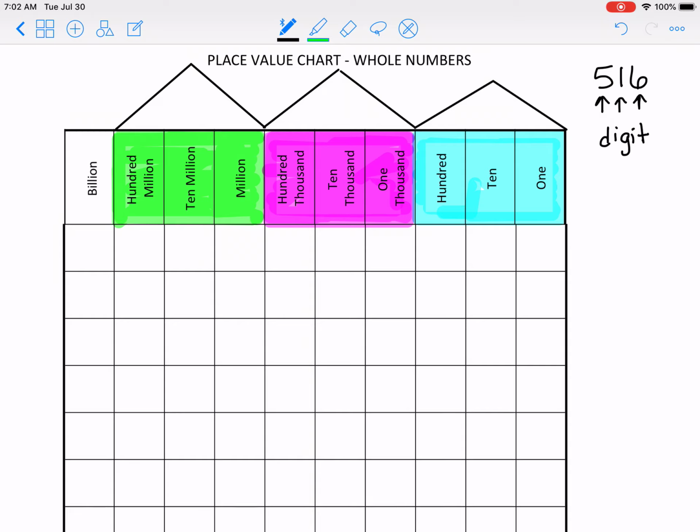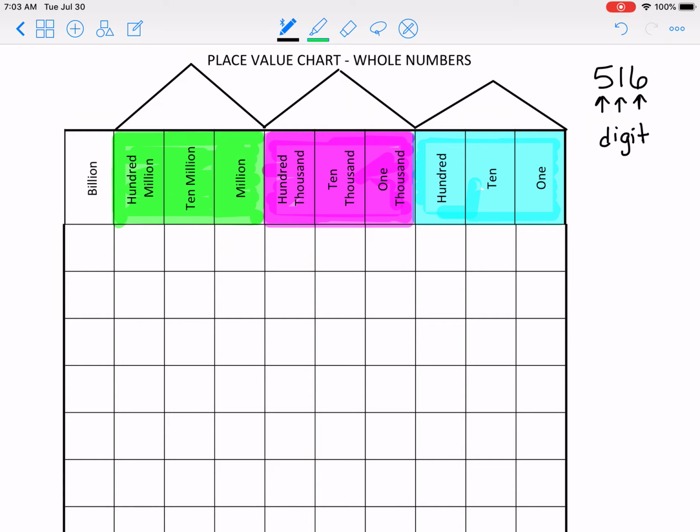So this becomes very important as we are talking about ordering numbers from least to greatest or greatest to least. It's also important when we're comparing two numbers to see which number has the greater value. And so this place value chart can help us to better understand the value of every digit in a number. So let's focus on just the layout of the place value chart.